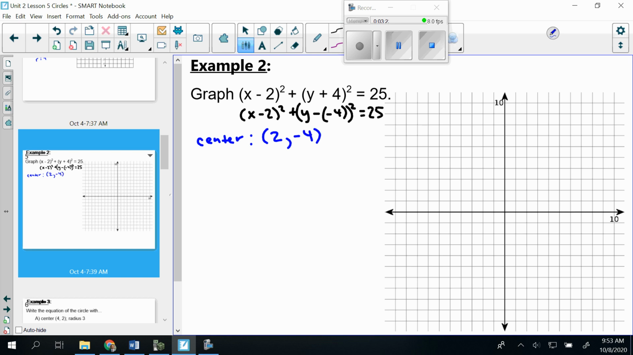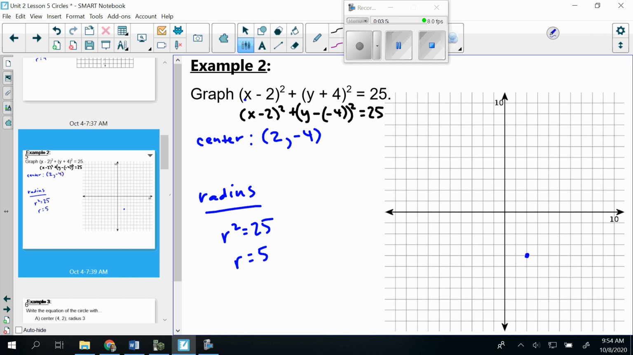Another way to think about it is, what numbers make both of these 0? If you put 2 in here, 2 minus 2 is 0. If you put negative 4 in here, negative 4 plus 4 is 0. So the numbers that make that 0, that's the center of the circle. So over here now, we know that (2, negative 4) is our center. Next, we've got to figure out our radius. So our radius here, squared, equals 25. That tells us our radius is 5 if we take the square root.